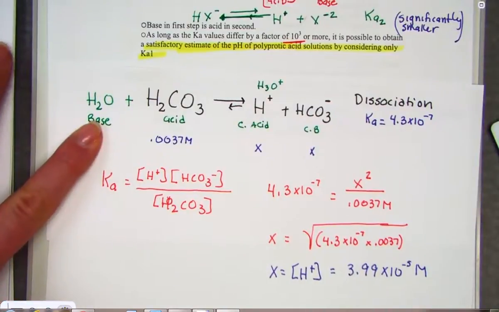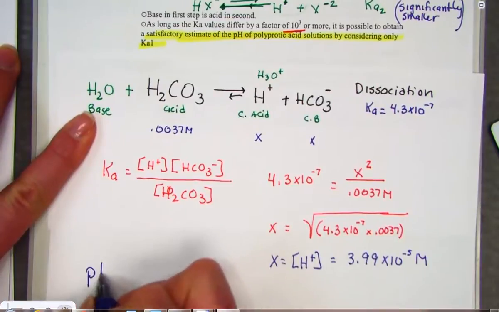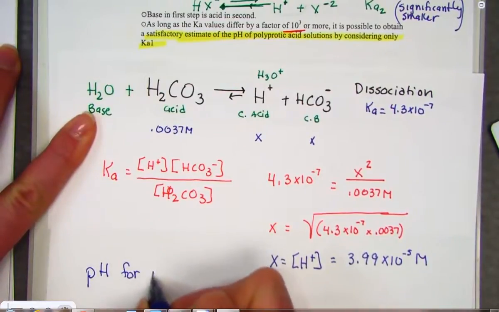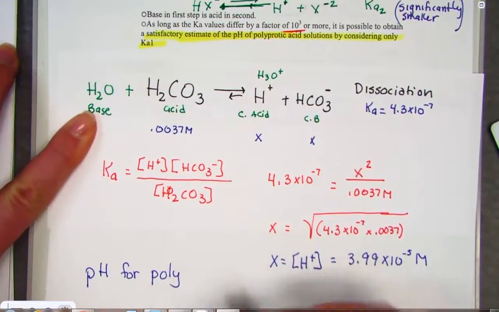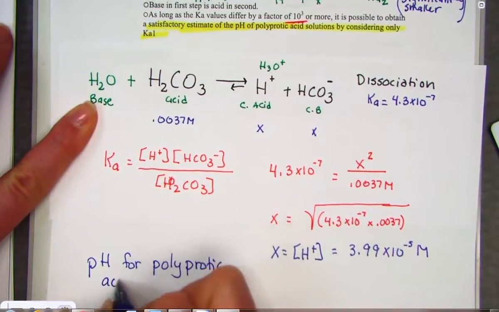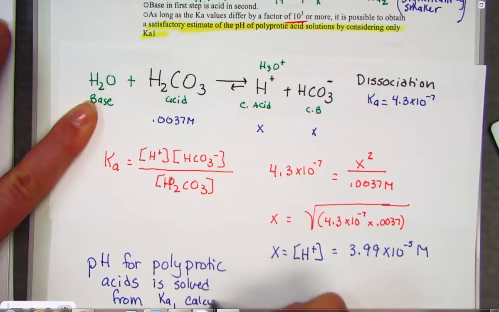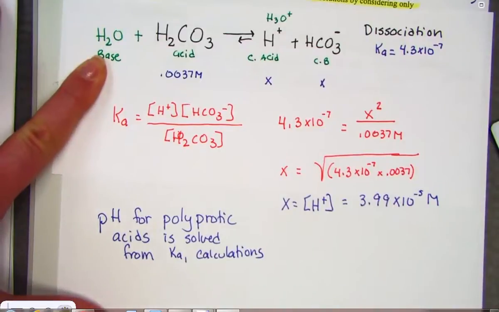Knowing that pH comes from the first dissociation only, pH for polyprotic acids is solved from Ka1 chemistry. Just a little reminder there. The Ka1 calculations are the significant production of the hydrogen ion.